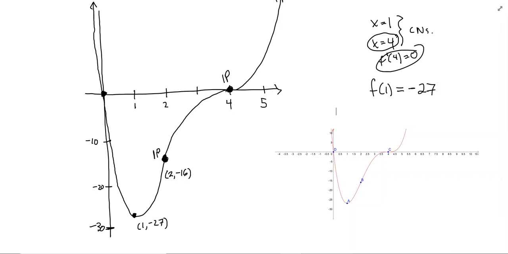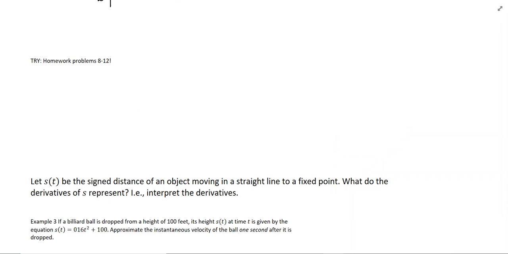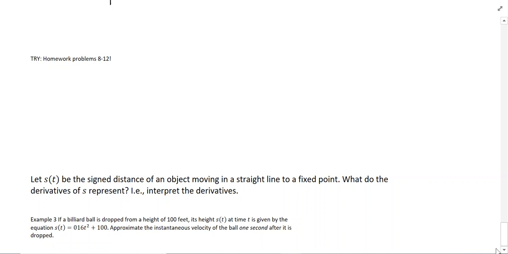Okay, all right, so let's switch gears. Okay, guys, so now would be a good time to finish, if you haven't already, homework problems 8 through 12. Okay, so on homework 7, these problems are tailored exactly to the sort of thing we've been doing, studying shape of the graph and behavior of the function as it depends on the derivatives. Okay, so try those problems. And once you've done that, come back and let's look at one more idea today before we wrap up.